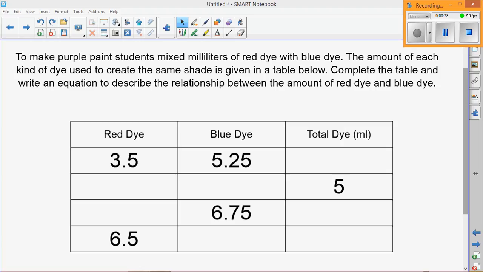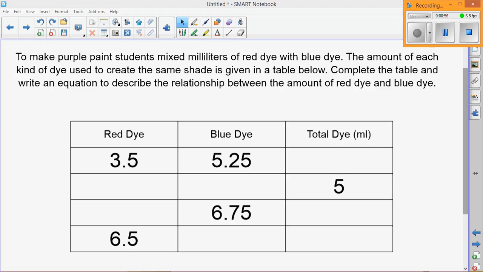They're going to mix a certain amount of milliliters of red dye and blue dye together to get purple dye. The amount of each kind of dye used to create the same shade is given in the table below. So if we have the same shade of purple when we mix these together, then when we mix it with the other paint, it's going to all be the same shade of purple. Complete the table and write an equation to describe the relationship between the amount of red dye and blue dye.